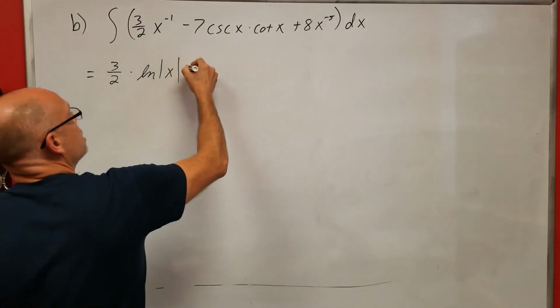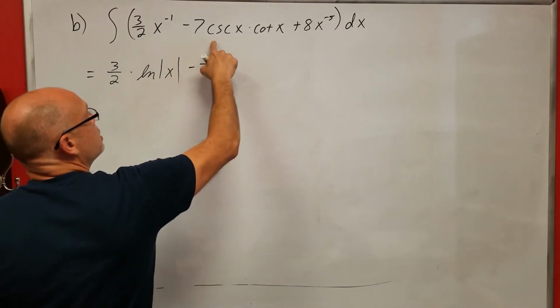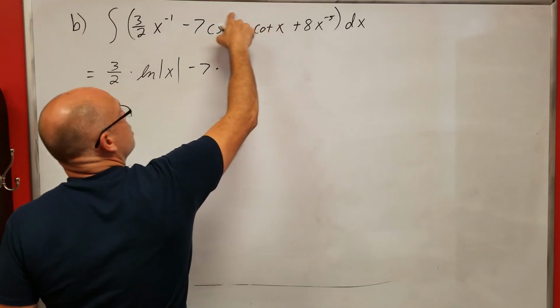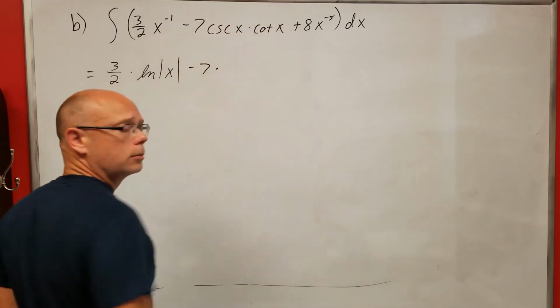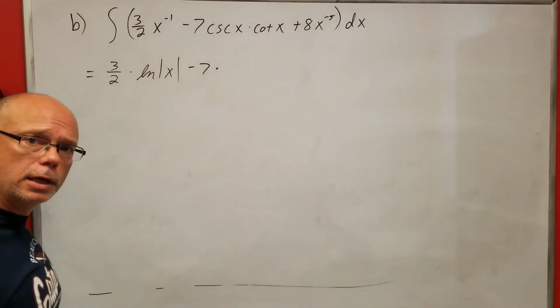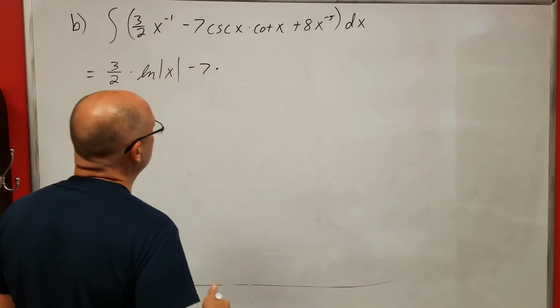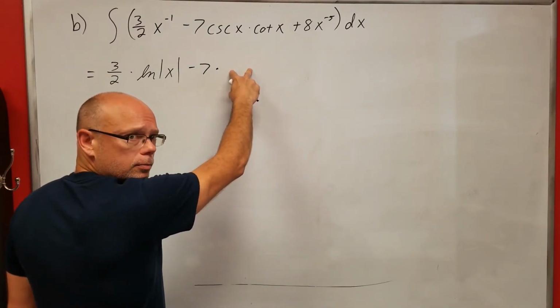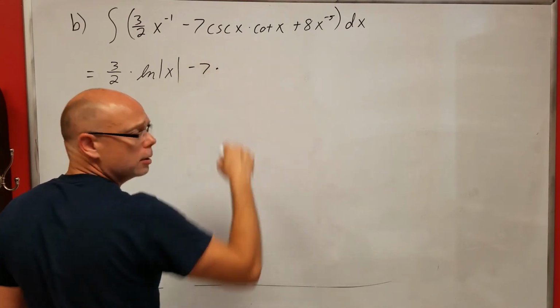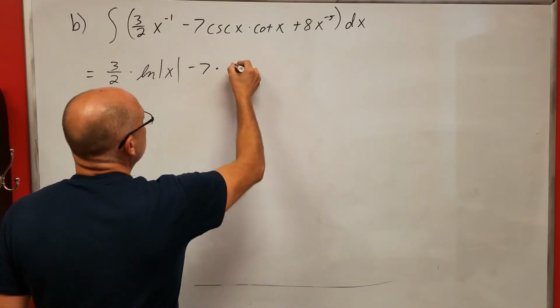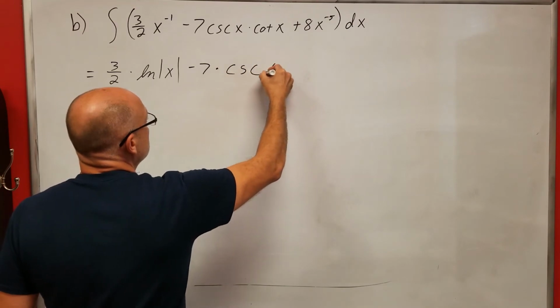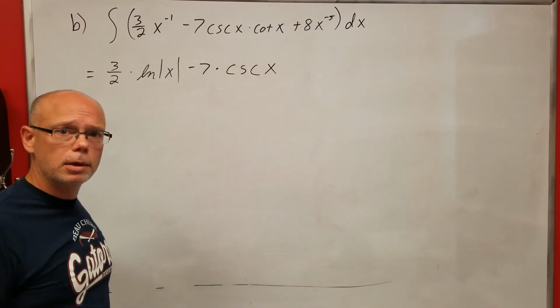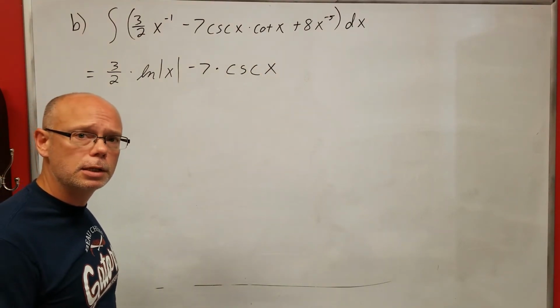Then we have our minus 7, we're going to bring down times. Let's take the integral of this part right here. Okay, that's not a power of x, so I can't just add 1 and so forth, okay? So what I do is I think, what do I take the derivative of to give me cosecant times cotangent? Wouldn't it be the cosecant of x?